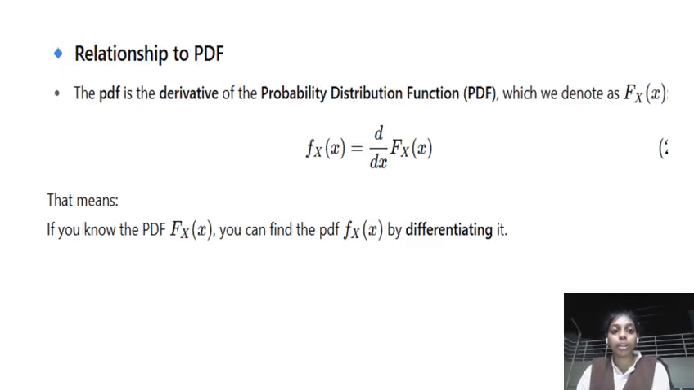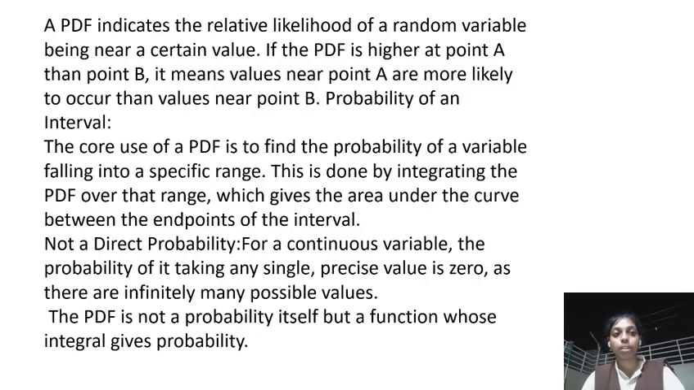Relation to PDF. The PDF is the derivative of the probability distribution function, which we denote as F_X of x. Small f_X of x equals d by dx of capital F_X of x. That means if you know the CDF capital F_X of x, you can find the PDF small f_X of x by differentiating it. A PDF indicates the relative likelihood of a random variable being near a certain value. If the PDF is higher at point A than point B, it means values near point A are more likely to occur than values near point B.